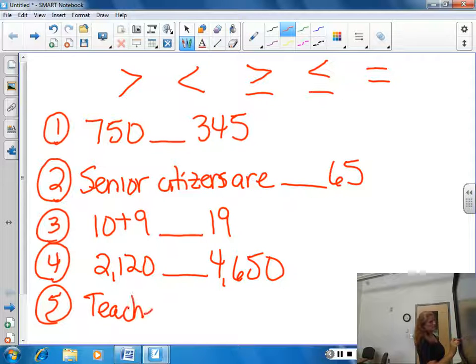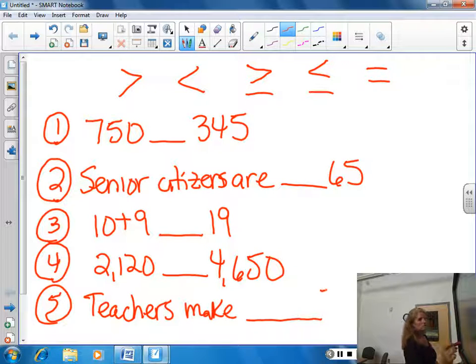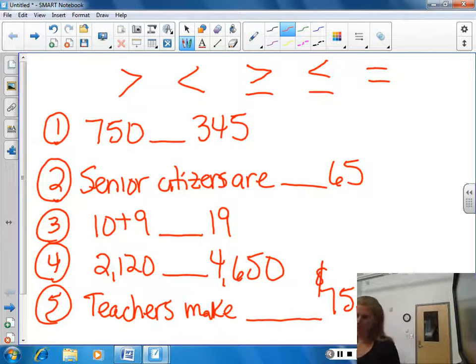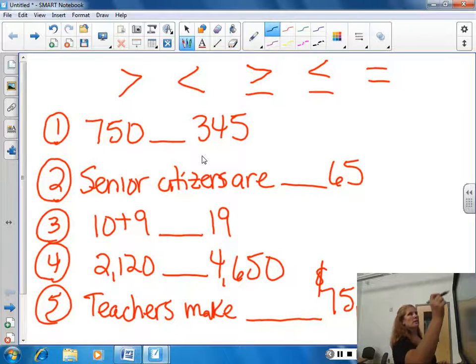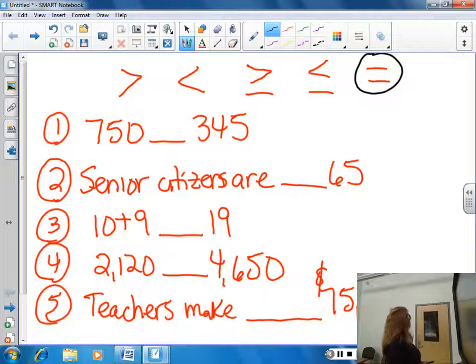And number 5, this may or may not be true, but teachers make, maybe not true, I don't know, but we're going to put it in there and see. So we want to use each one of these one time. Let's start off by finding the one where we could use the equal sign, because that seems the most straightforward to me. Which of these are equal?